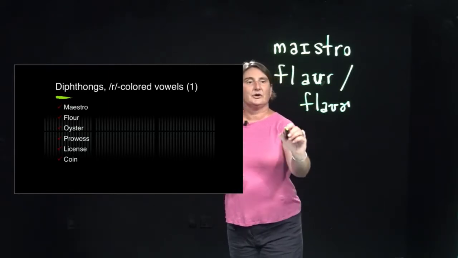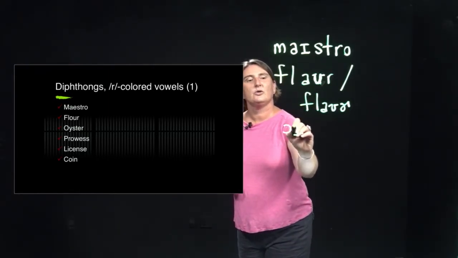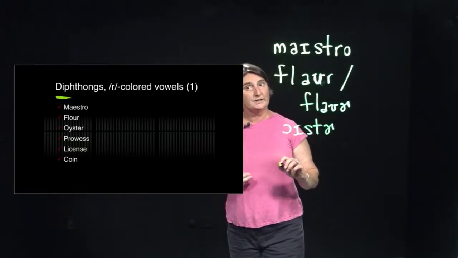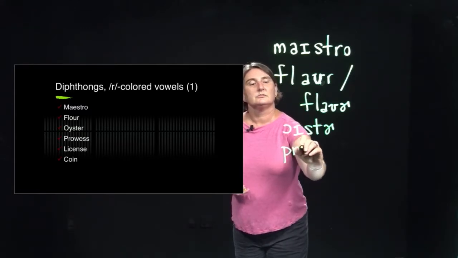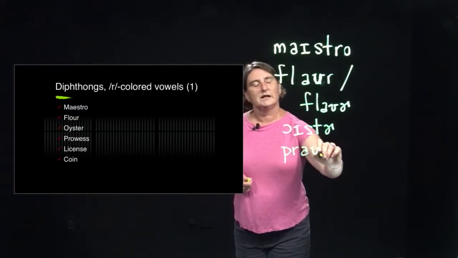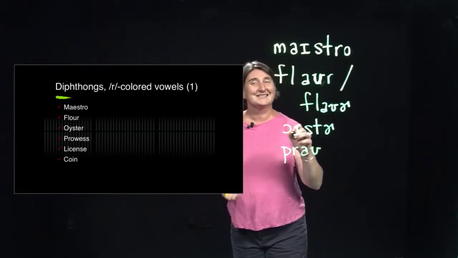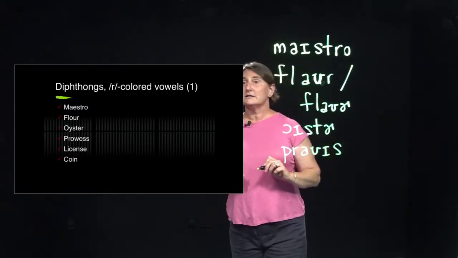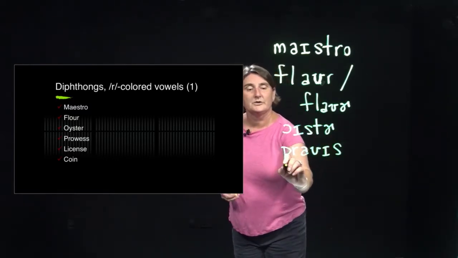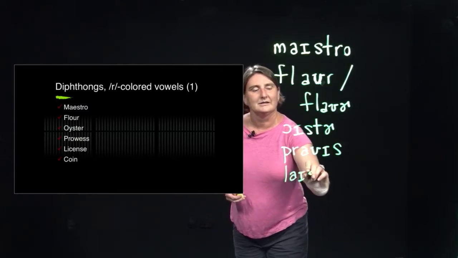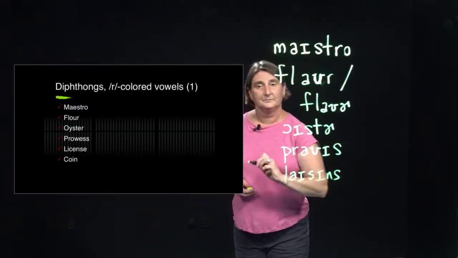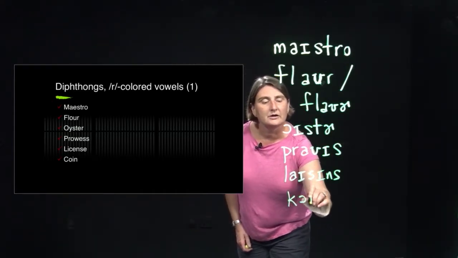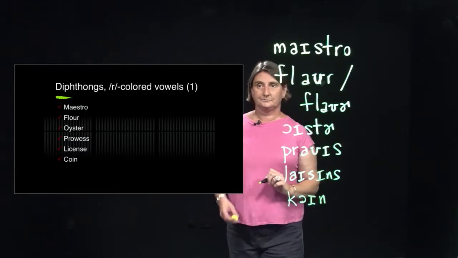Oyster. Good word. We'd use this diphthong, oyster, to transcribe. Prowess. Hard to decide. Prowess. I'm going to say prowess, like that. License, also using another diphthong. License. And coin is our last one. And then our diphthong oi, coin.